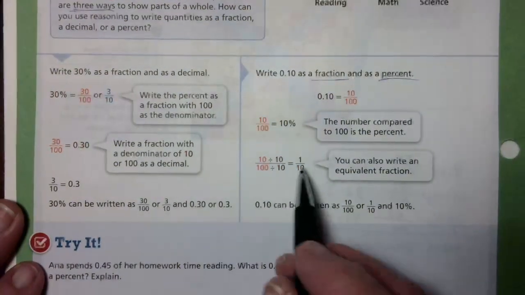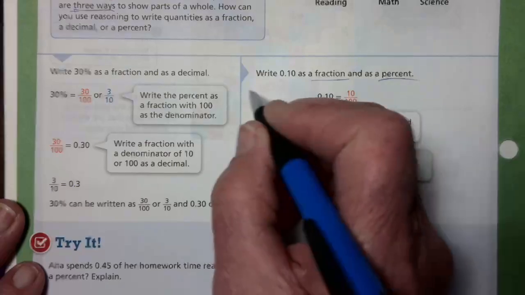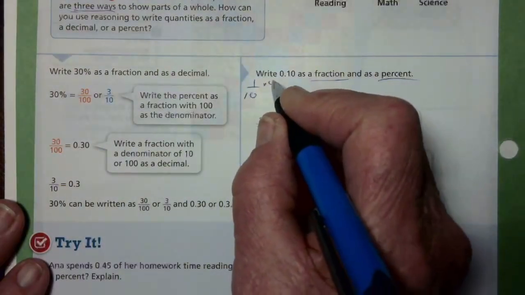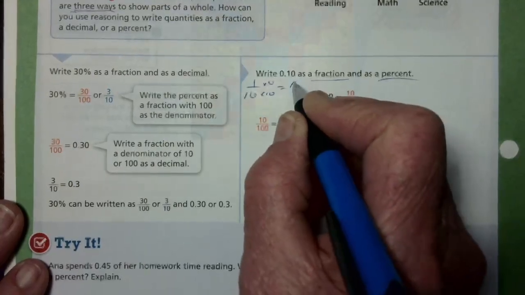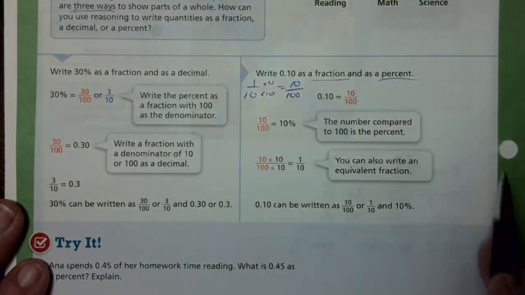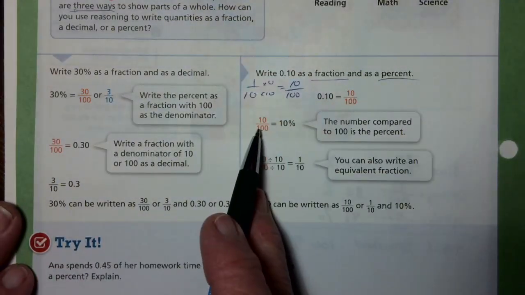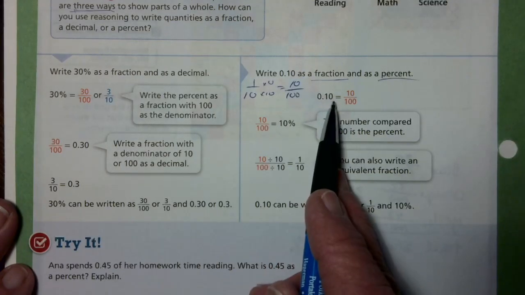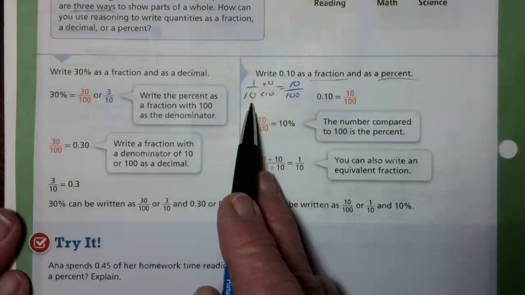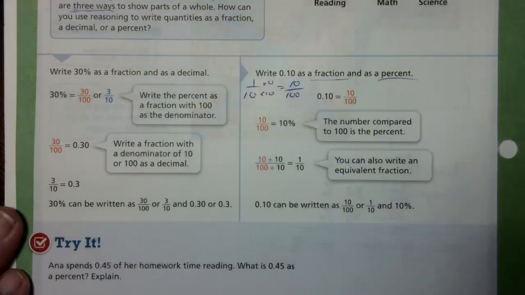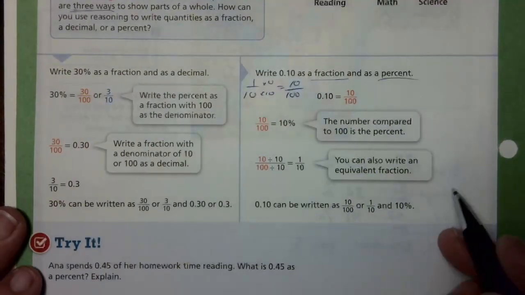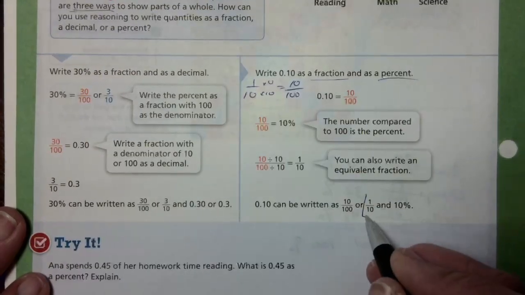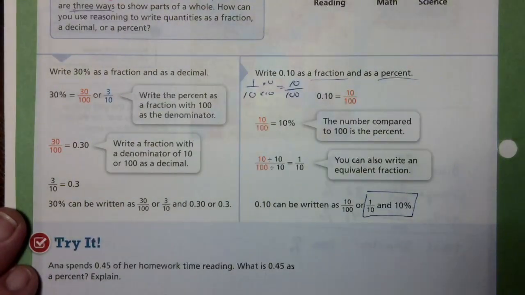1/10 is the same thing. I would have done it differently. I would have taken 1/10 and turned that by multiplying by 10 over 10. I get 10 over 100. They started out with the 10 over 100. I don't know why they put that first. Okay? They need to show 1/10 like this. And then, if you multiply that by 100, it turns it into 10%. 1/10 is the same as 10%.